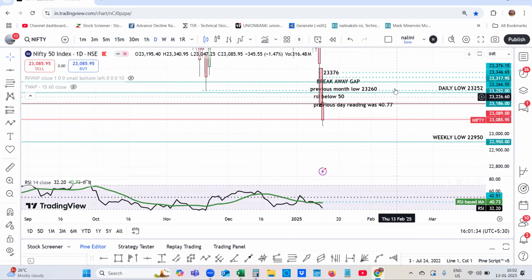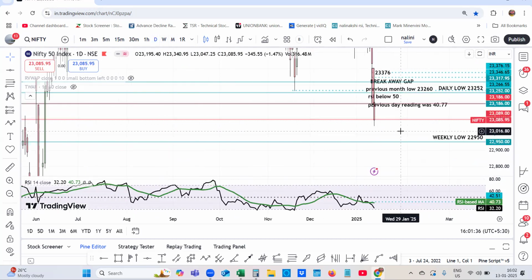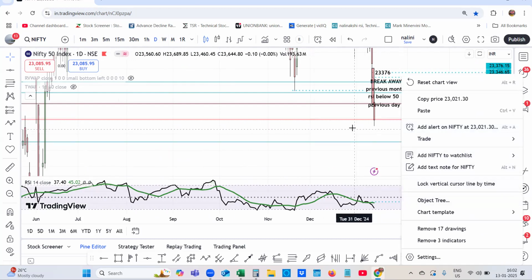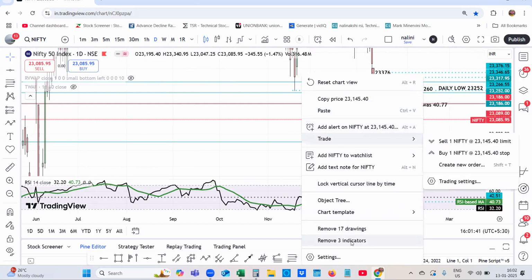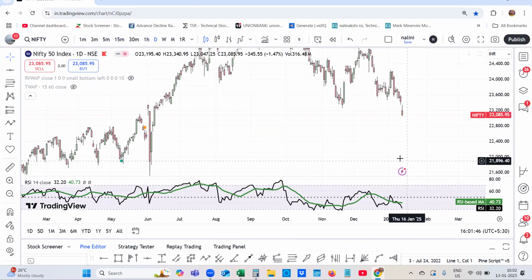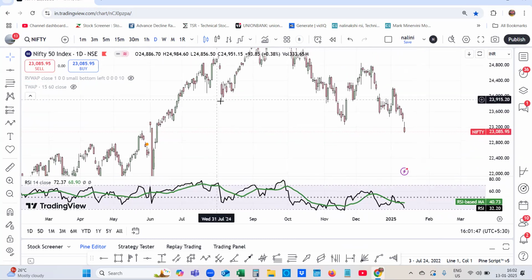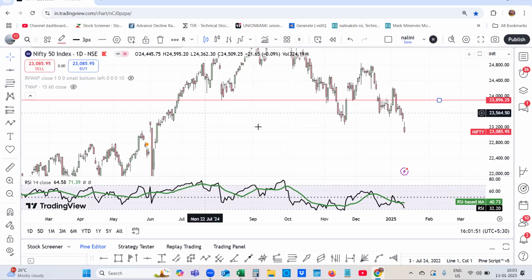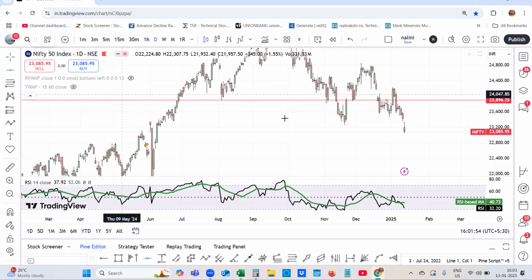Let me remove all the readings and all the lines, so that you can see where the market position is. The market has made a low here and another low here.